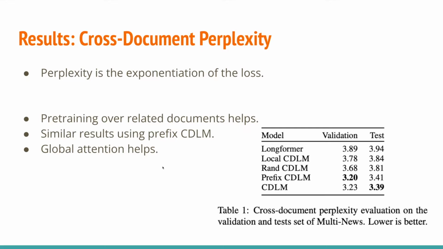And for the ablation, they obtain the following conclusions. So the pre-training on related documents helps. This is actually by comparing random CDLM and CDLM. And by comparing prefix CDLM and CDLM, they find their difference is small because basically it's more like a design decision. So prefix CDLM also uses global attention, but on CLS tokens. And lastly, they found global attention helps because when they compare local CDLM versus the CDLM, the difference is pretty large.